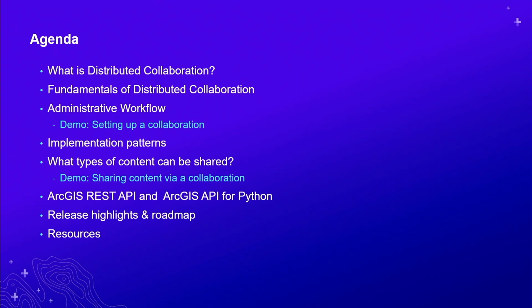Then, we'd like to look at implementation patterns and what types of content can be shared to a collaboration. Joel will then demonstrate how you can share content through your collaboration. And finally, we'd like to look at the API resources available for distributed collaboration, discuss the release highlights, and look at the road ahead for this feature. And finally, I'd like to provide you with a list of additional resources that you can refer to after this demonstration.